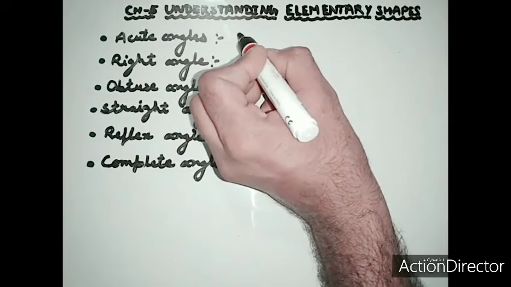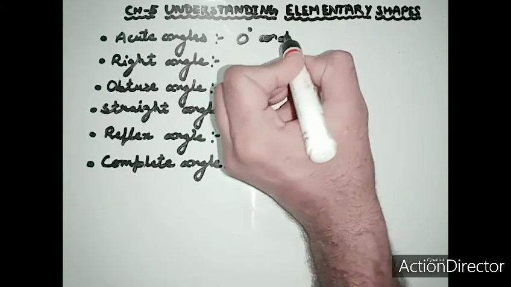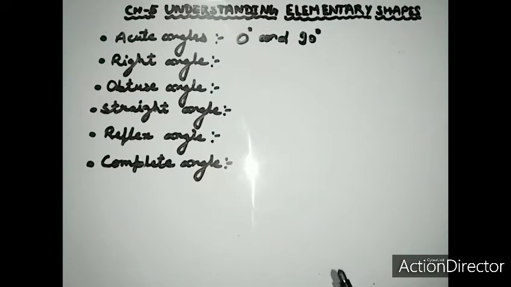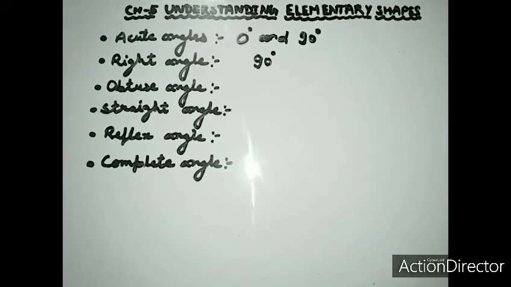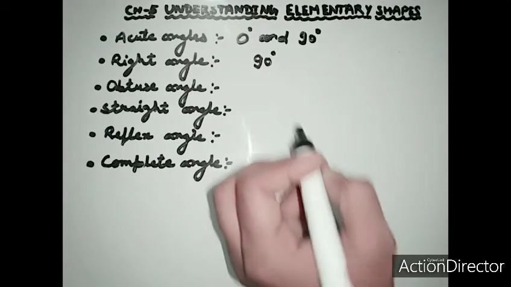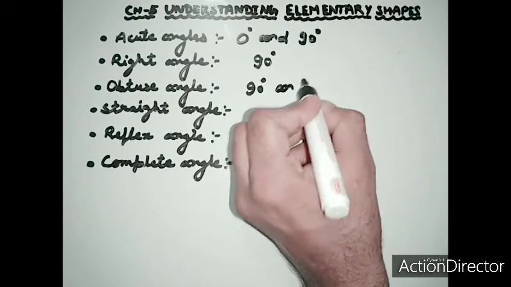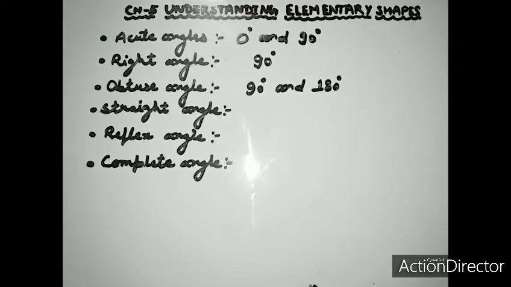Angles formed between 0 degree and 90 degree. These angles are known as acute angle, right? Now what is right angle? 90-degree angle is known as right angle. What are the obtuse angle? So angles formed between 90 degree and 180 degree. These all angles are known as obtuse angle.